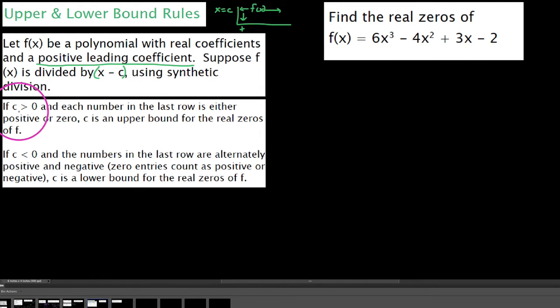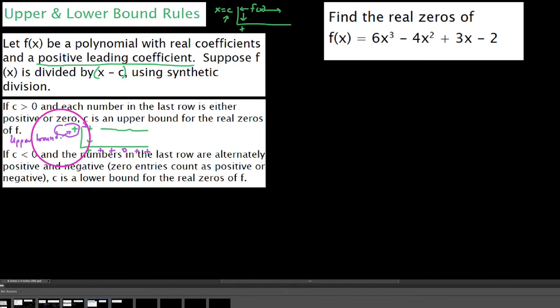We basically say if c is greater than 0, so this is a positive number out here. Let's actually write this down right here. If we put a positive number out here, and we have a positive leading coefficient like this, positive, and each number in the last row is either positive or 0, then c is an upper bound for the real zeros of f. So essentially, if I had all these numbers in here, who knows what they are, but I keep getting positive, positive, maybe a 0, positive, positive, 0, who knows. But basically none of these numbers are negative, satisfying the fact that this started off positive, then we could say that this number right here would be an upper bound.